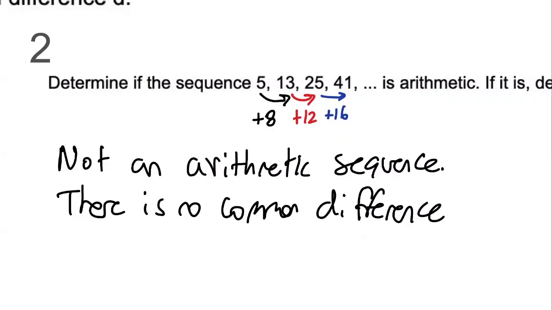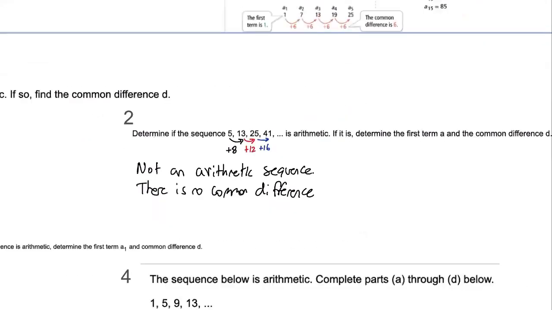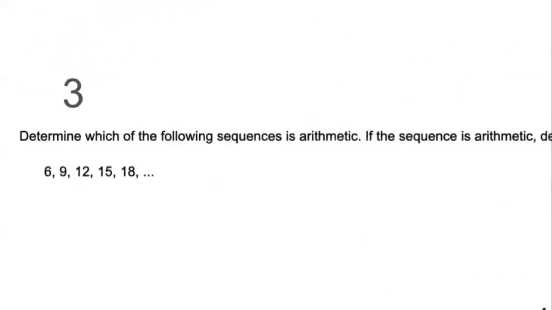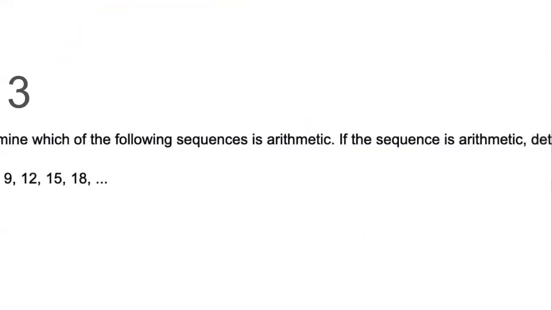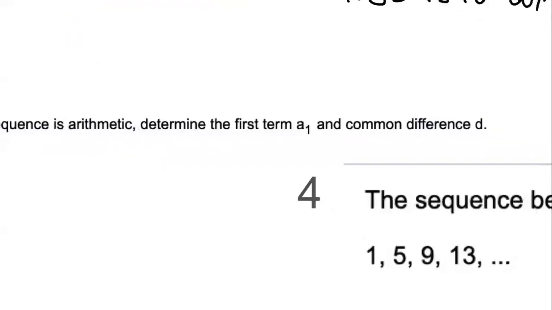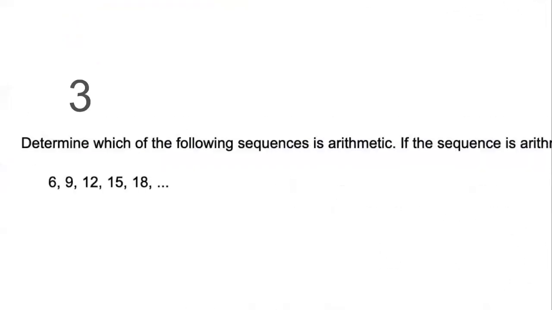Okay. All right, so that's number 2. Let's go to number 3. Determine which of the following sequences is arithmetic. If the sequence is arithmetic, determine the first term, a sub 1, and then the common difference.